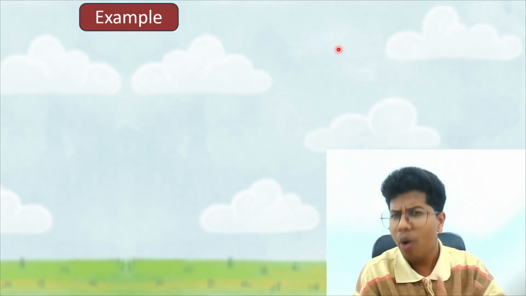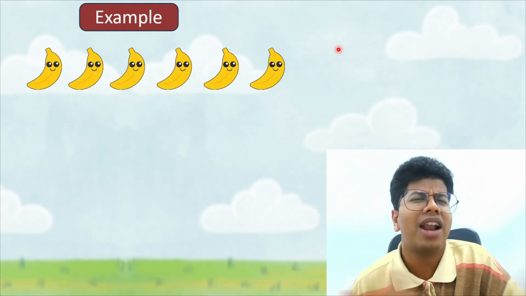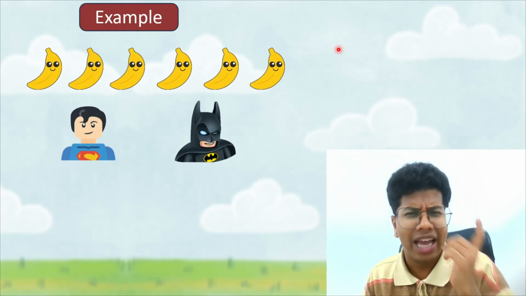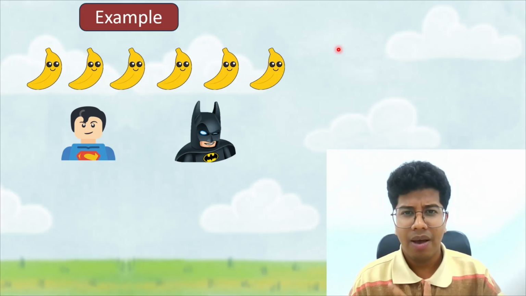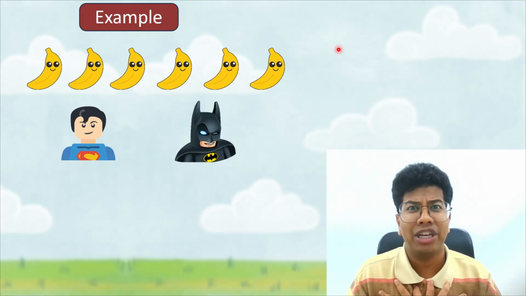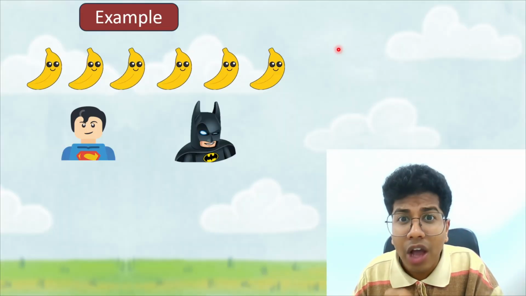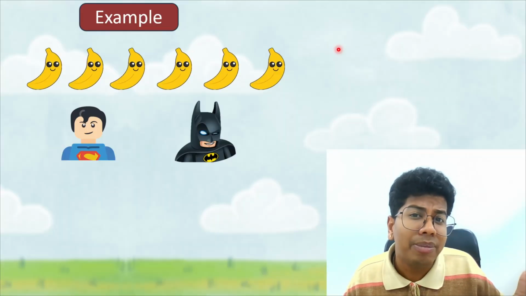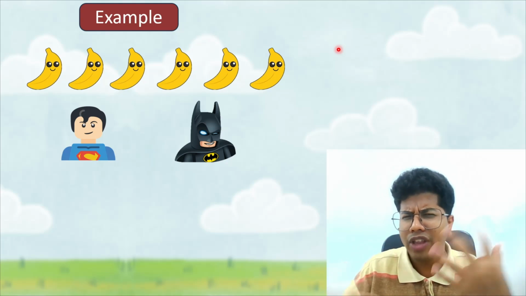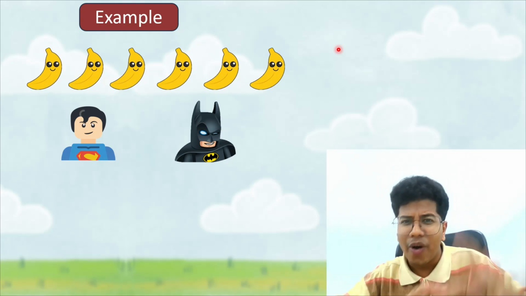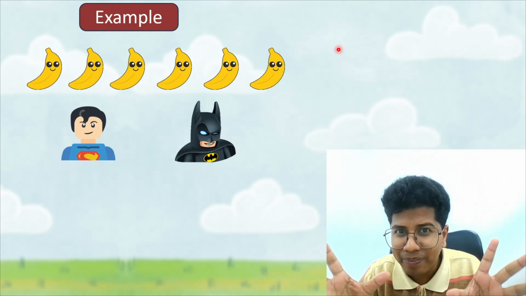So I told them, no worries, I have 6 bananas for you. Both of you can eat these 6 bananas. But now it's my duty to distribute these 6 bananas to them. So, how can we distribute this? Can anyone tell me some of the ways? You can pause the video and write it down.